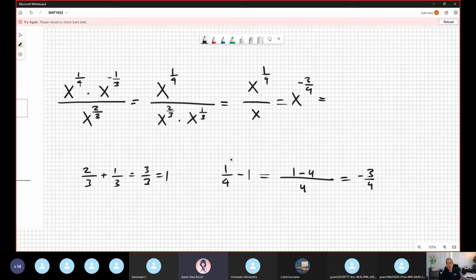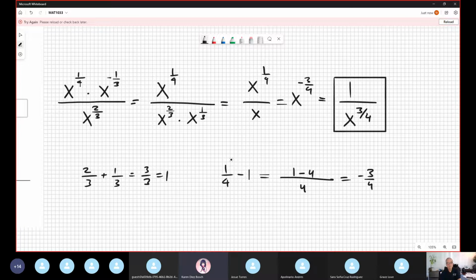But we never express the final answer using a negative exponent. This is not illegal, but it's not polite, it's not elegant. Now, how do you change it? Well, reciprocal: 1 over x to the 3/4. And it's a more elegant final answer. Cool?